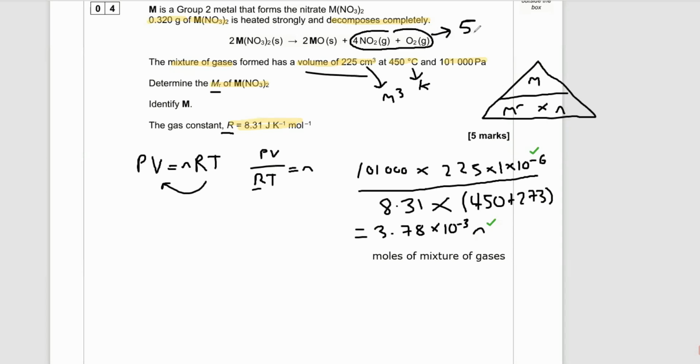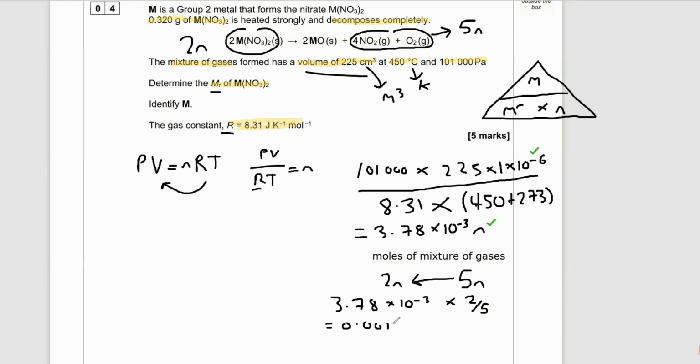Now, if we look at the ratio in the equation, we've got 4 nitrate gas molecules and 1 oxygen gas molecule. That's a total of 5 moles. So that's a ratio of 5 moles of gas to 2 moles of the metal nitrate. So what we're going to do is times 3.78 times 10 to the minus 3 by 2 divided by 5, right? And that is going to give us the amount of moles of metal nitrate.